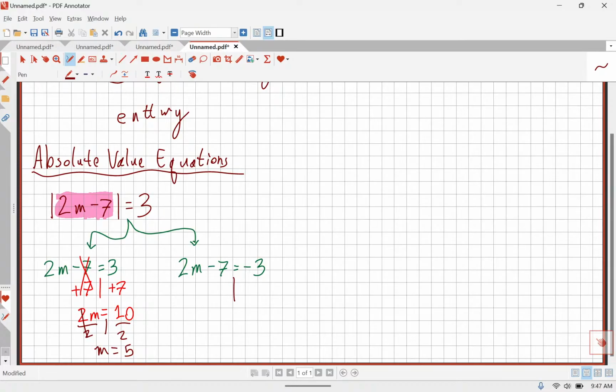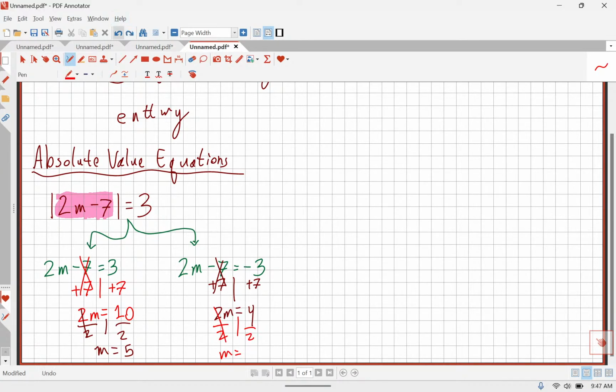So what was the first thing I did over here? Yep, so you're going to do the same thing here. The only difference is now that says 2m equals, I think that's 4. And then what am I going to do next? Divide both sides by 2. And you get m equals 2.